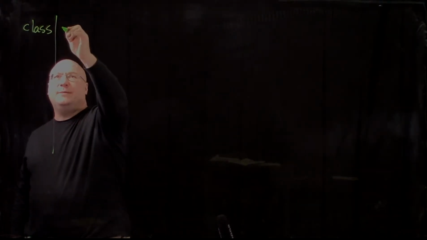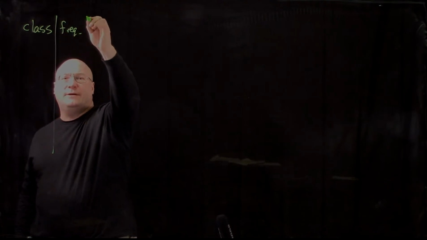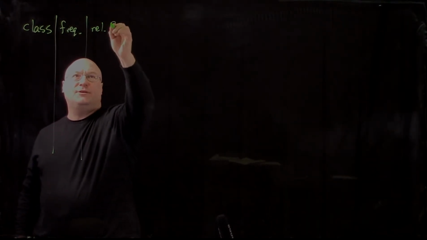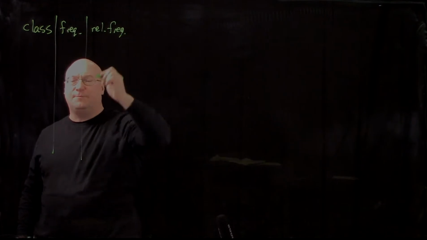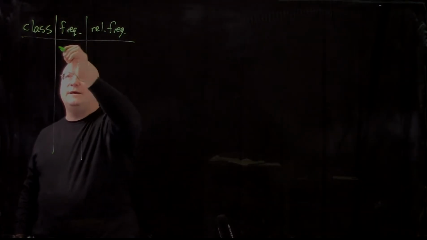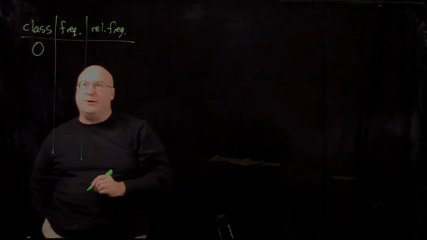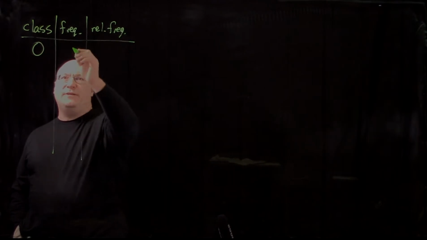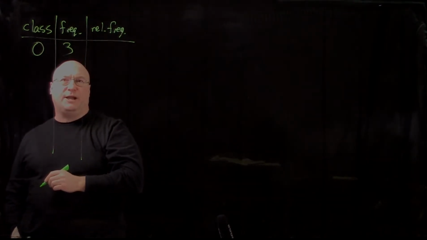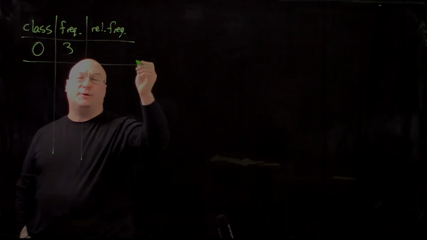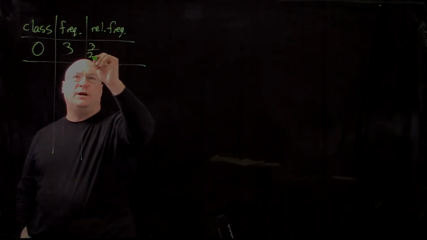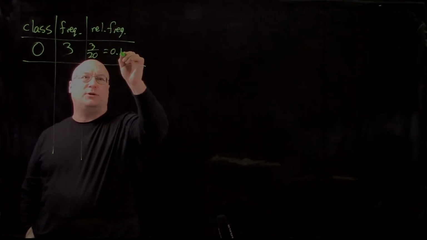Okay, let me go through it here quickly. I have my class column here, my frequency column here, and my relative frequency column here. The class to start with is 0 dance partners, and there were 3 out of the 20 who were like that. I already know the relative frequency, because the total number is 20, is 3 over 20, which is 0.15.